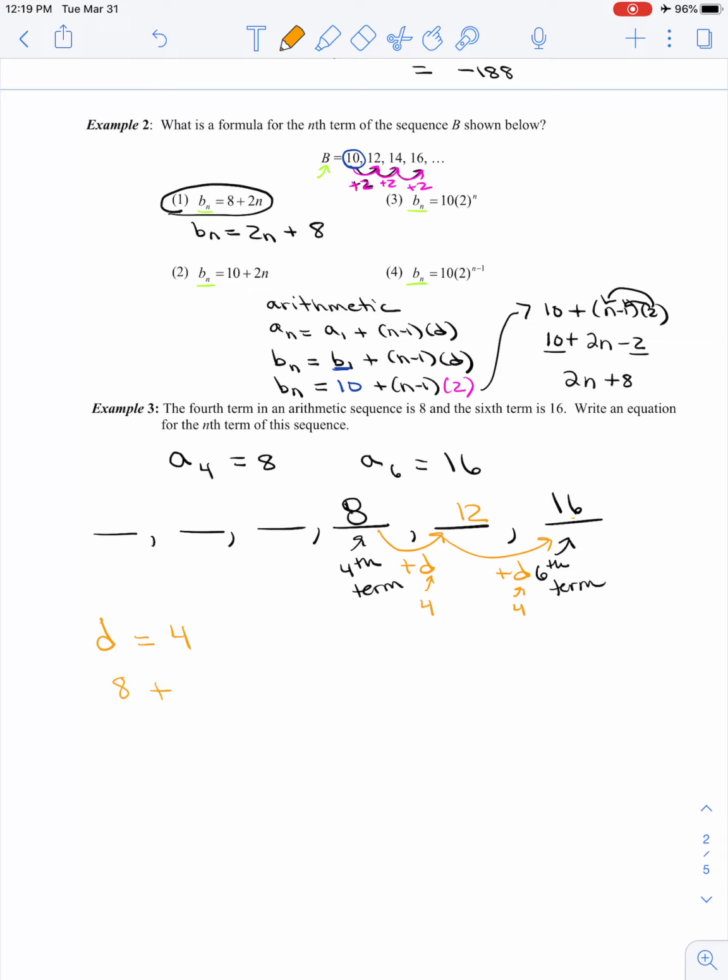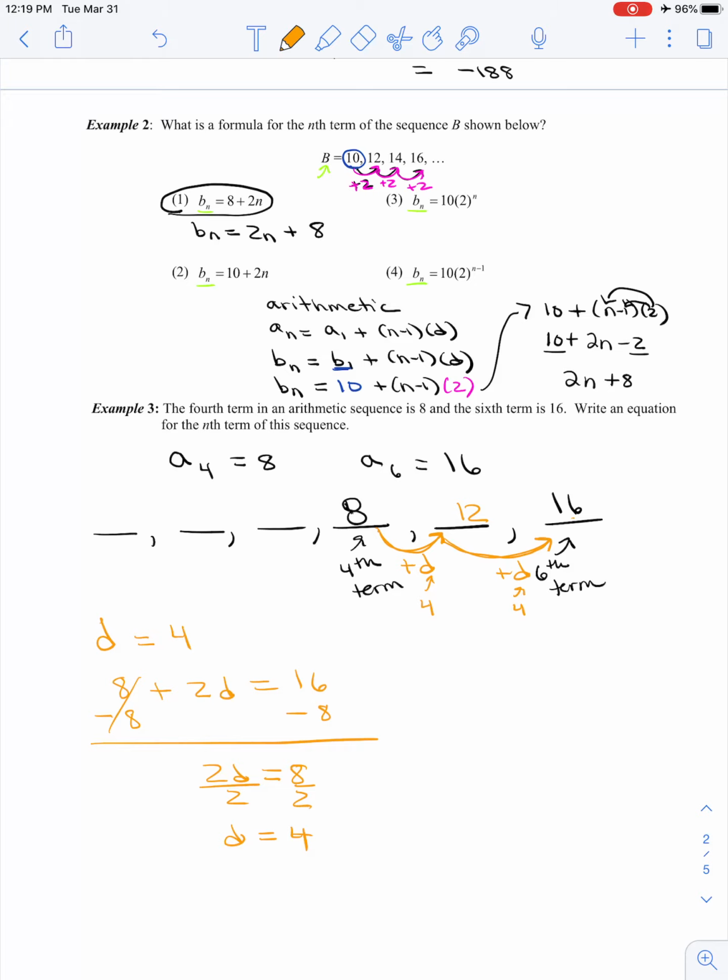How many times did I add my common difference? Well, I added my common difference once, and then I added my common difference twice. So I added d really 2 times. So 8 plus 2 d's has to give me 16. If I solve this equation, I would get that my common difference would have to be a 4. Again, you don't have to show that work. If you can think about it in your head and figure out that's a 4, that's fine.